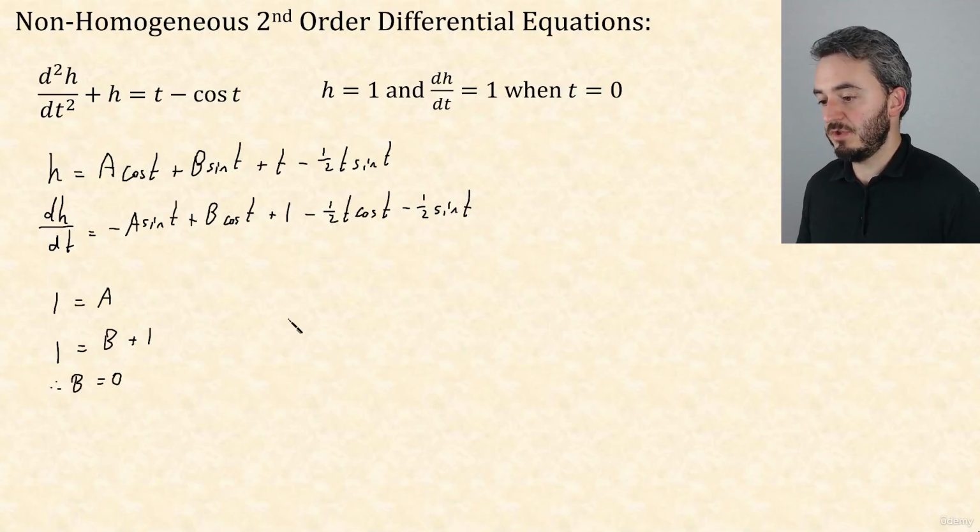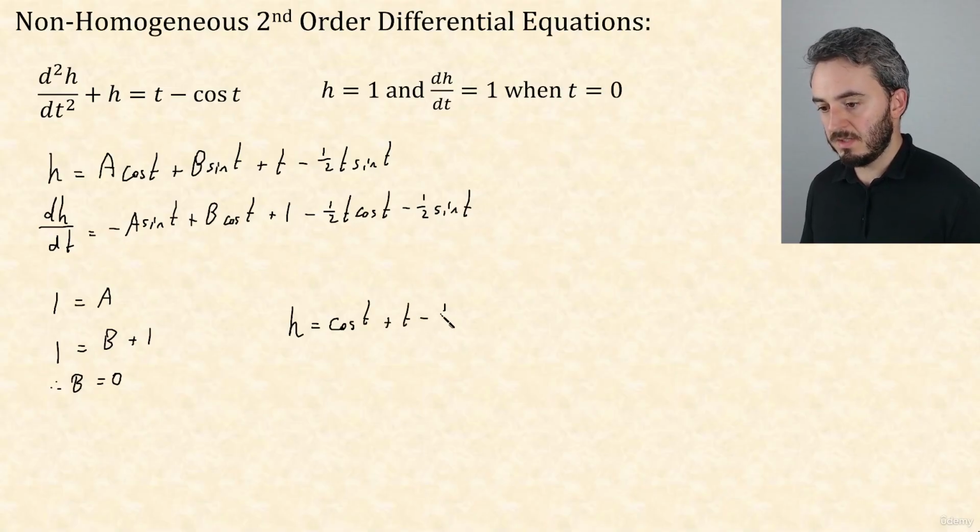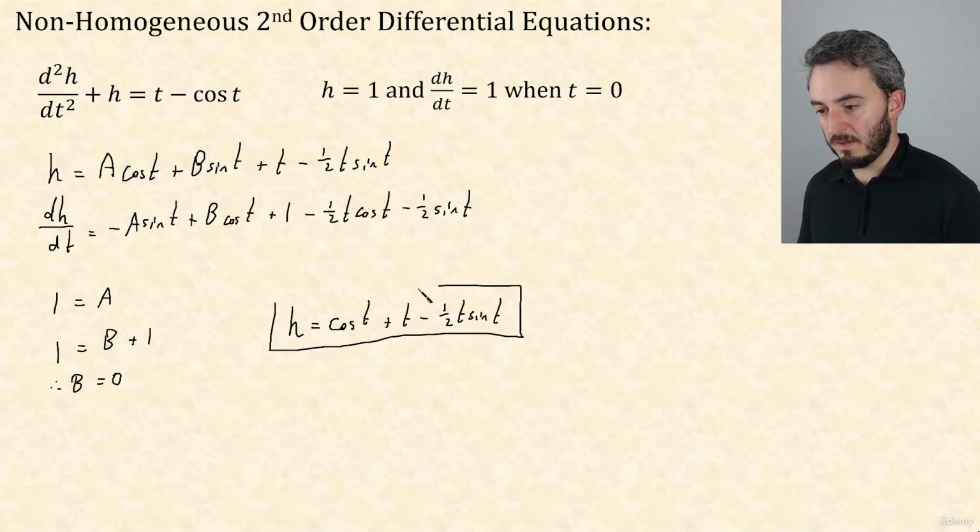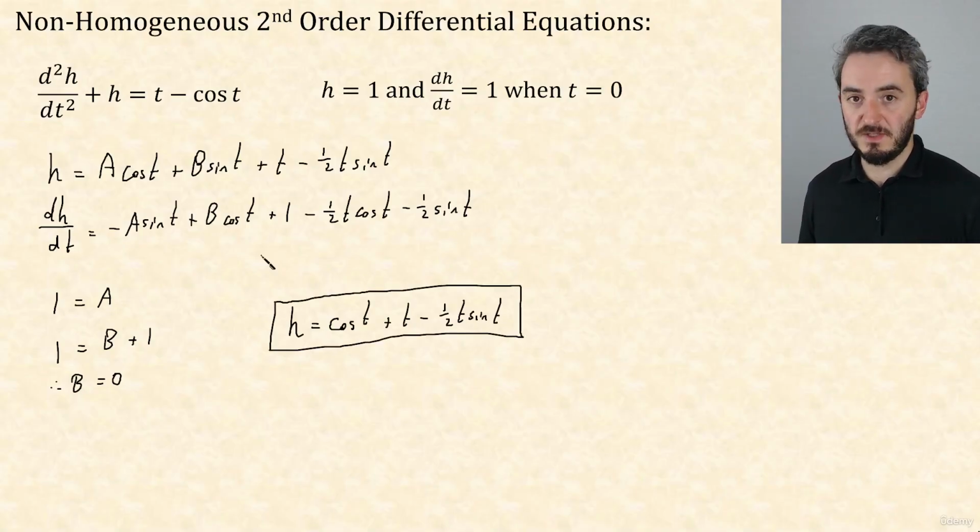So now I have the general solution. The solution to this is h equals 1 cos t plus 0 sine t plus t minus 1/2 t sine t. And we're done. And that's the particular solution to this differential equation.